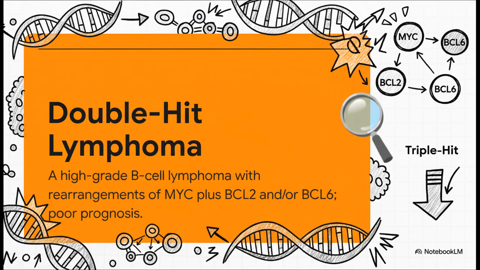Now, within this group of aggressive lymphomas, there's a genetic subtype that is particularly feared. We call it a double-hit lymphoma. This is where the cancer has a genetic rearrangement of the super powerful MYC oncogene plus a rearrangement of either BCL2 or BCL6. You're getting hit with two major cancer-driving events. And if all three, MYC, BCL2, and BCL6, are rearranged, that's a triple-hit lymphoma. As you can imagine, both of these have a very poor prognosis and are incredibly difficult to treat.